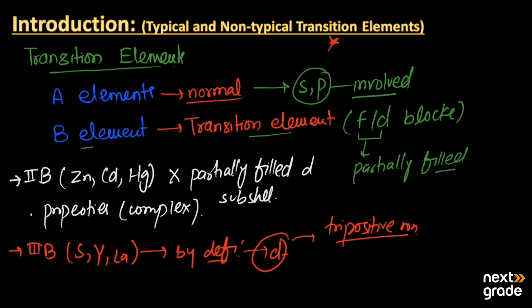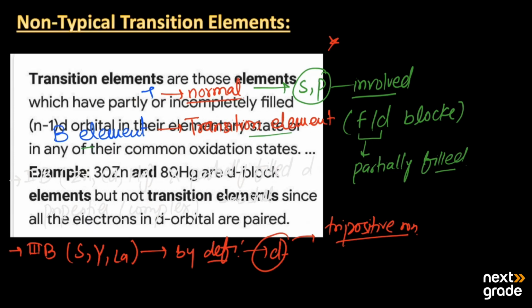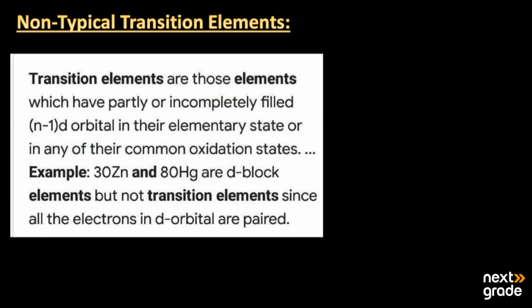So let's have a look at what the non-typical transition elements basically are. By definition, transition elements are those elements which have partially or incompletely filled d orbitals in their elementary or atomic state, or in any of their common oxidation states. But we have some elements like zinc, atomic number 30, and mercury, atomic number 80. These are d block elements as well. They belong to group 2B, but are not transition elements, since all the electrons in their d orbitals are paired.